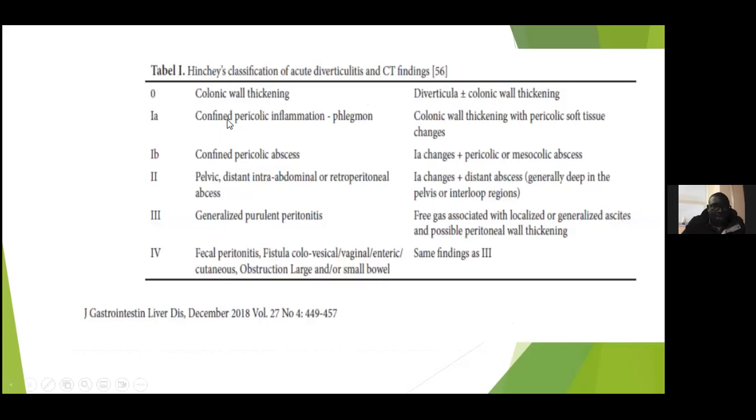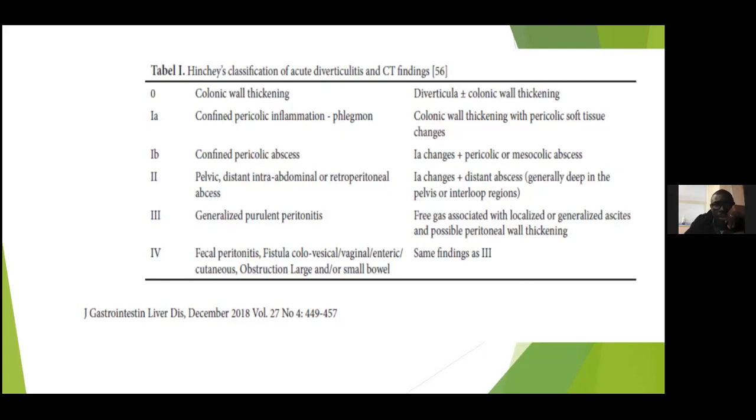We also look at the Hinchey classification, and I tend to categorize them as well. This is the modified one. I think this is relevant because it also guides you in terms of your choice of management as well. So we have Hinchey 1 to 4, so 0 to 4.